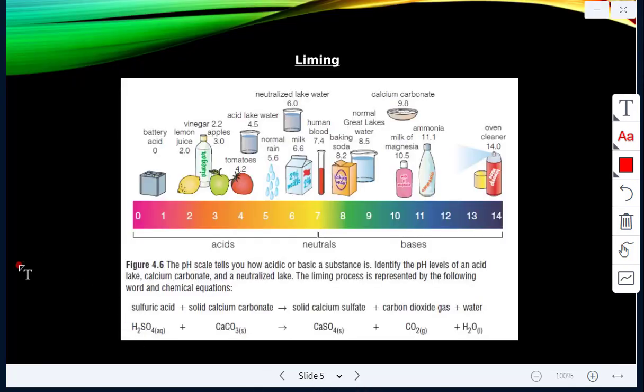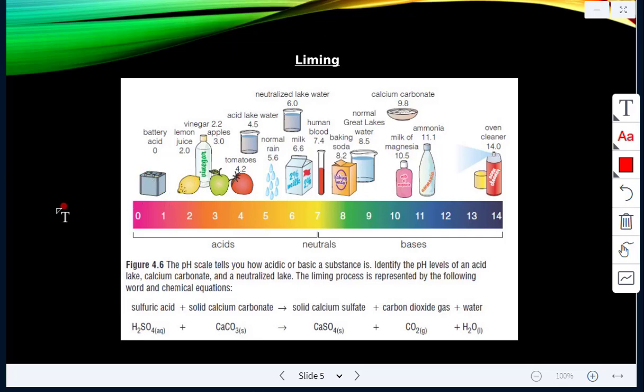All right, continuing here, looking at liming, we're looking at the pH scale. Recall that 7 is neutral. Everything less than 7 is an acid, and to the right, everything above 7 is a base. Some common bases are cleaners, like oven cleaner and ammonia, and baking soda, and some common acids are lemon juice and vinegar.